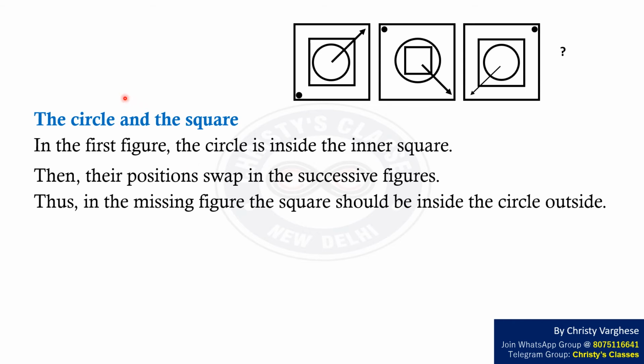The next changing property is that of the circle and the square. In the first figure, the circle is inside the inner square. Then, their positions swap in the successive figures. Thus, in the missing figure, the square should be inside, the circle outside.